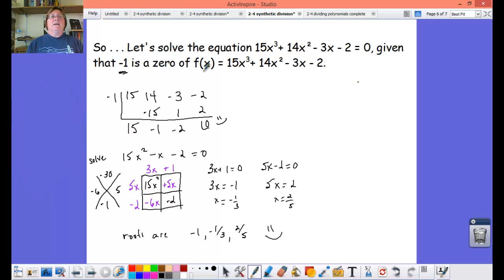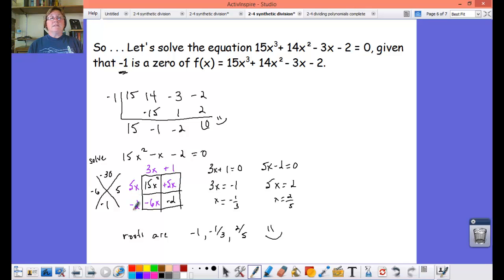Here's my work. I did the division by negative 1 so that I could get what they call the depressed polynomial. I have the coefficients of a quadratic here, 15x squared minus 1x minus 2. Now I solve that by either factoring or quadratic formula if necessary, but this one happened to factor. I did the x box. I needed things that multiplied to make negative 30, but added to make negative 1, and that would be negative 6 and 5. I had in my box already a 15x squared and a minus 2. Those guys go in there. Then the two numbers that you just came up with, negative 6x and a 5x.